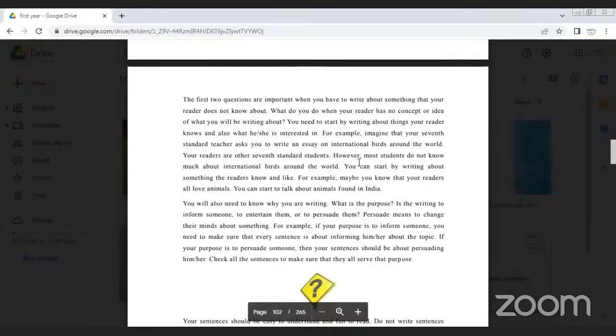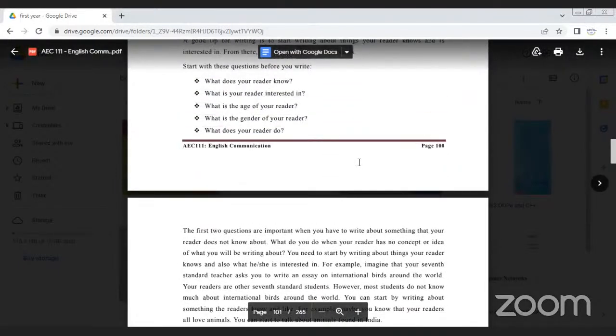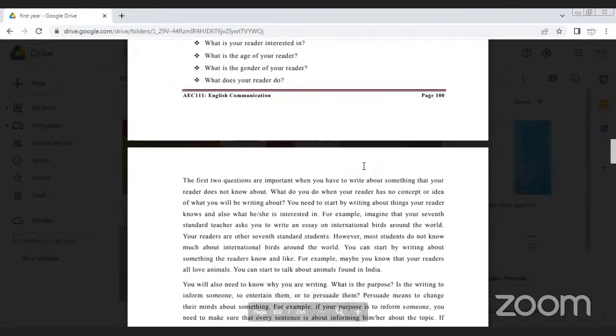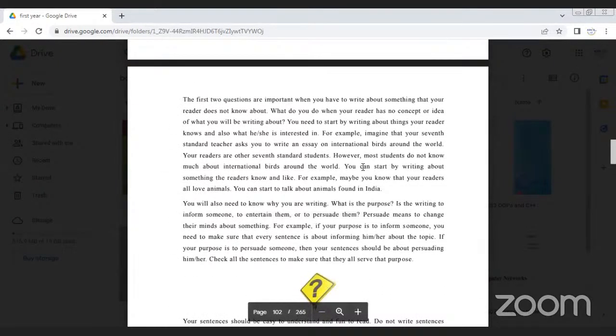The first two questions are important. The first two questions are: what does your reader know and what is your reader interested in? They are important when you have to write about something that your readers do not know about. What do you do when your reader has no concepts or idea of what you will be writing about?